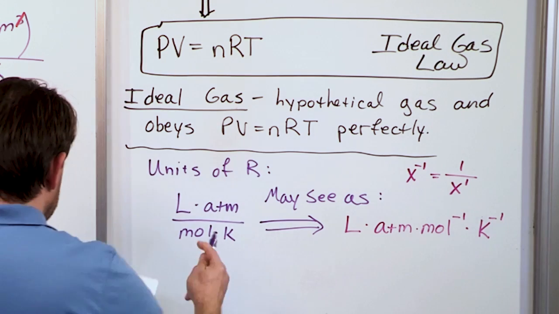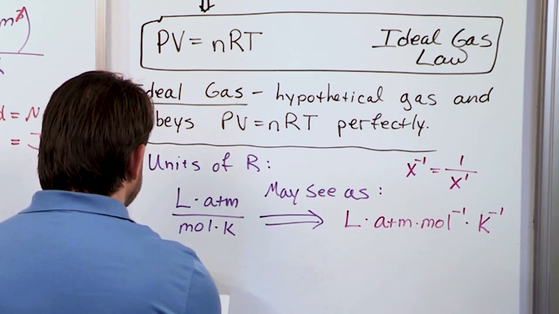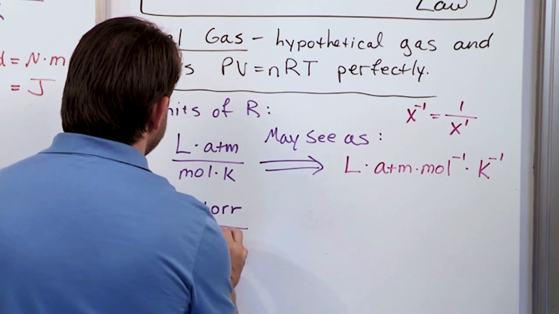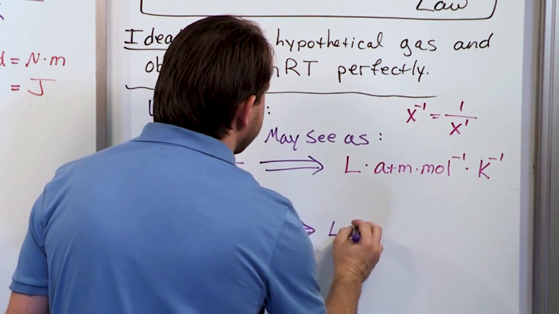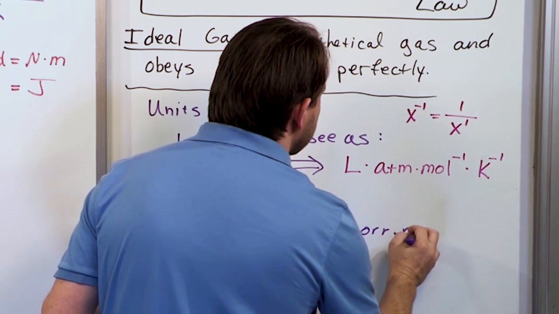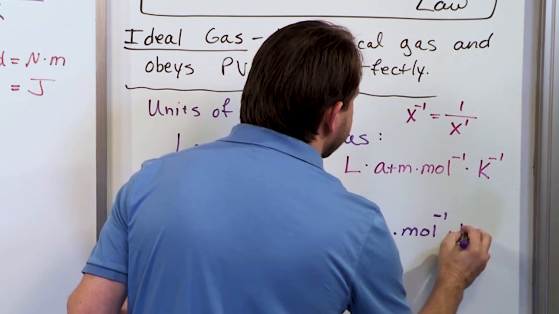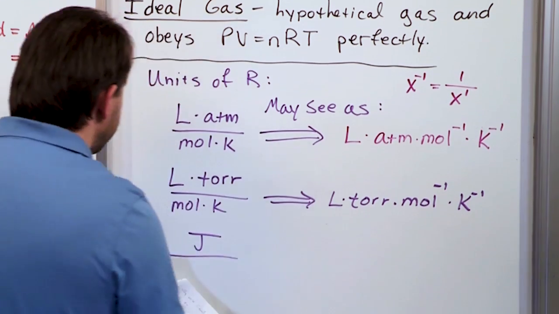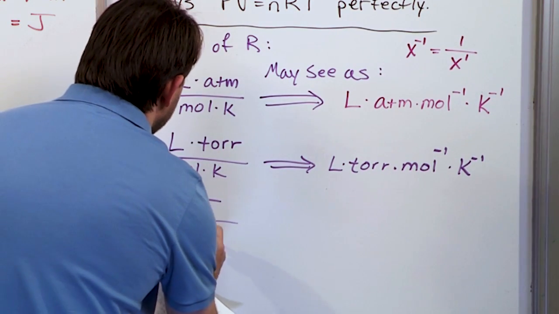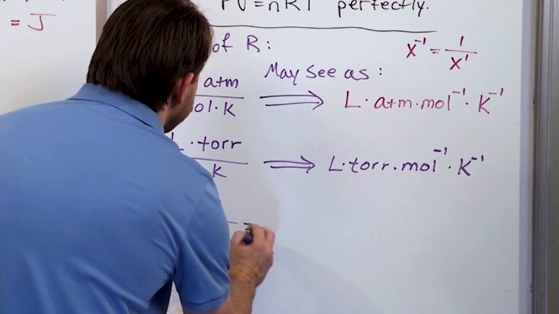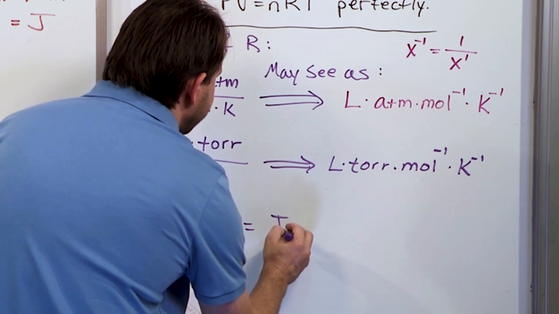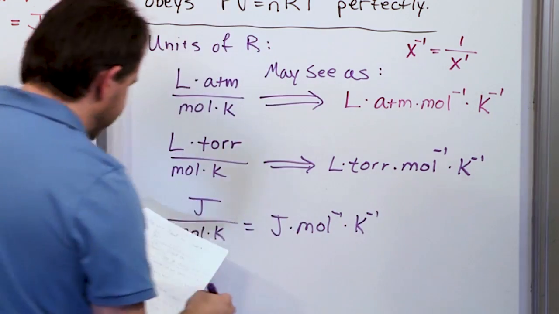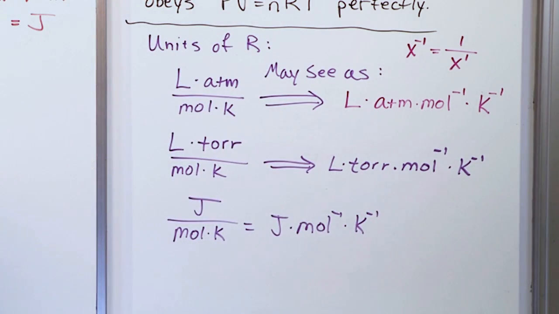Okay, so similarly, you might see liter, torr, mole, Kelvin. This is exactly the same thing as liter, torr, mole, -1, Kelvin, -1. And exactly the same thing you might see for that unit that has joules on the top, joule, mole, Kelvin on the bottom. You might see that written as joule, mole, Kelvin, like that. So don't worry about those things.